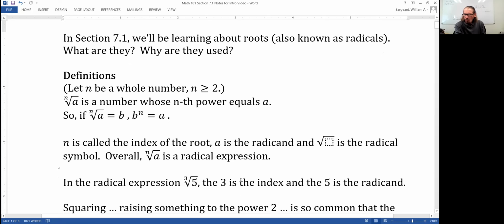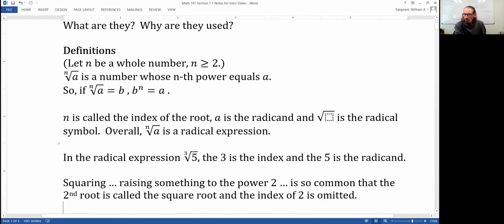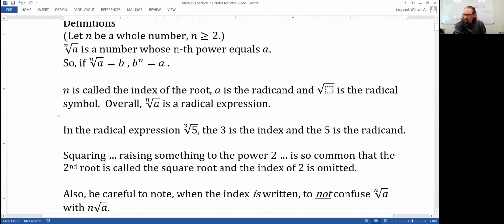When you're talking about the square root, since the second root is so common, we leave out the index. It's assumed to be a 2 when it's not written. And you also have to take note that the index n is not saying n times the square root of a, it is saying the nth root of a.